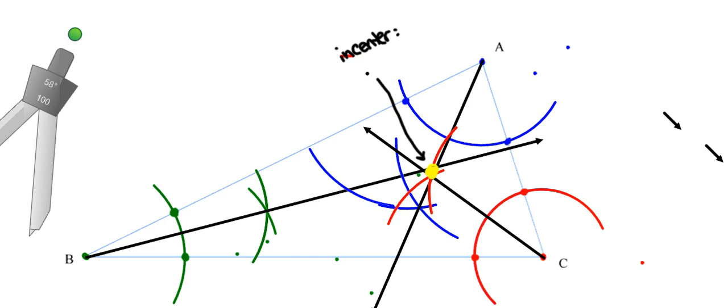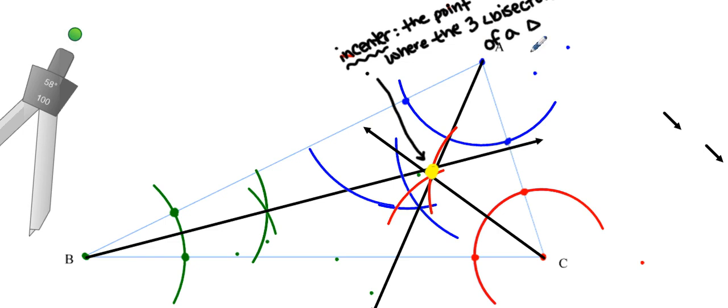And like the circumcenter, it has some really cool properties, but what you really need to know for this year is the incenter is the point where the three angle bisectors of a triangle intersect.